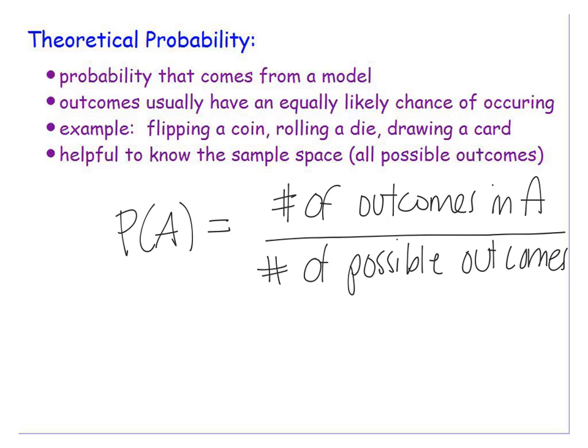So if we're asking what's the probability of rolling a 2 on a die, well, how many numbers are actually 2s? Well, that would be 1. And how many possible outcomes are there on a die? Well, there's 6 different options. So the probability of rolling a 2 would be 1 out of 6. That's how that little formula works.